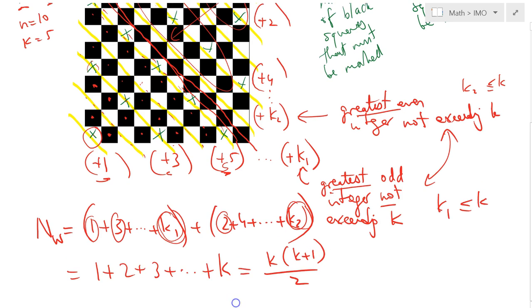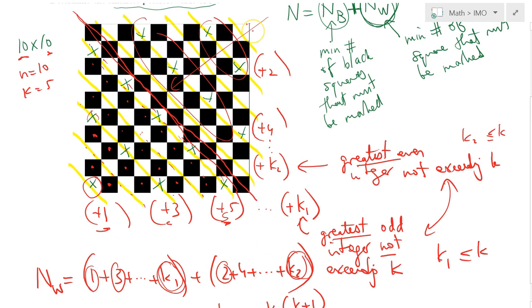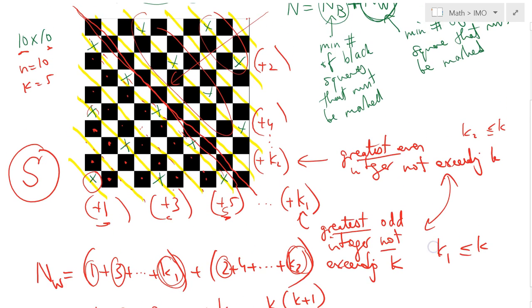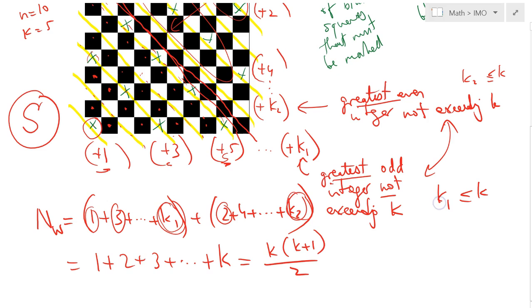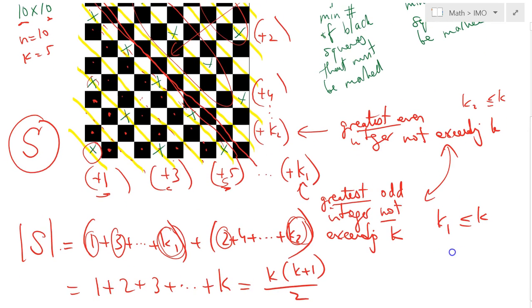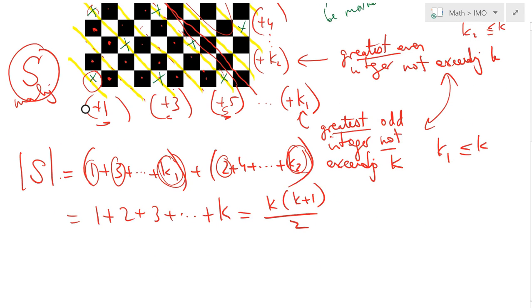So therefore, this marking here, let's call the set of these marks as the set S. Okay, so that's not NW yet. I don't know if this is NW, sorry for that. So this is the number of elements in my set S. So this is the set of marked cells. So this set has k times k plus 1 over 2 elements in it.